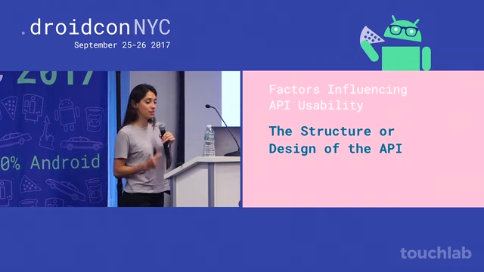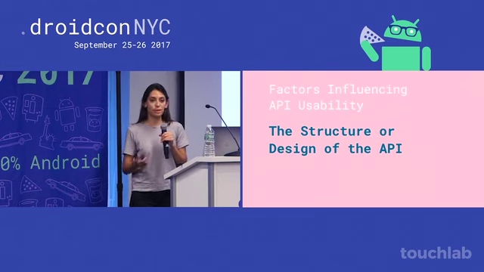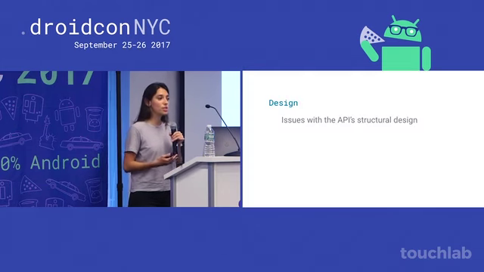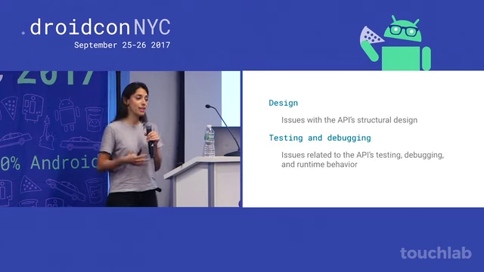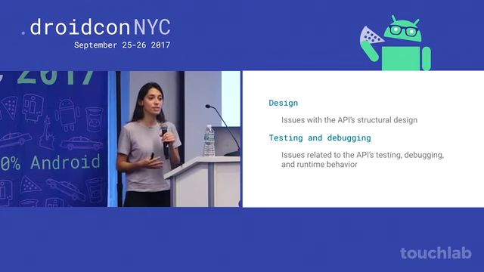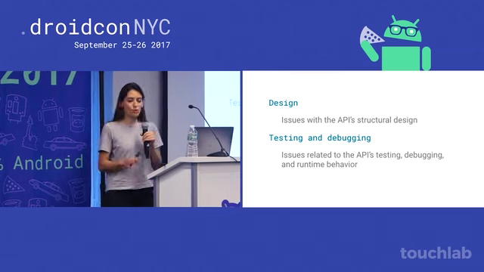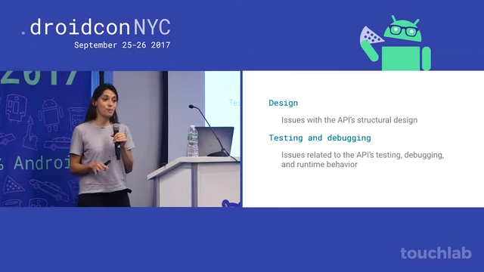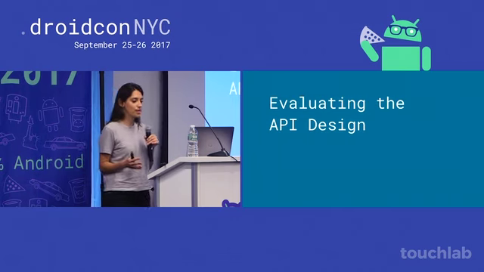The third part that influences the API usability is the structure or the design of the API. What I mean by design is different issues with the API structural design, and testing and debugging. So different issues related to APIs, testing, debugging, and runtime behavior. What I want to focus on today is API design. So let's see how we can evaluate the design.